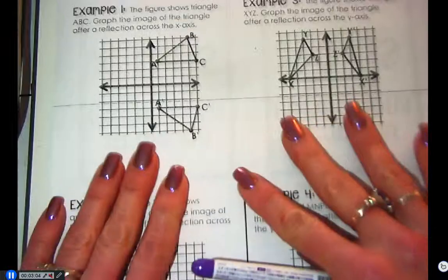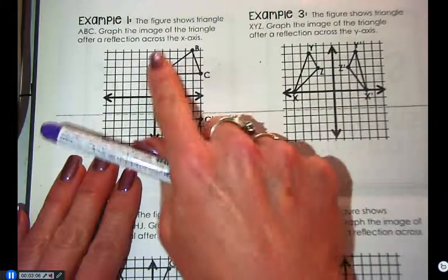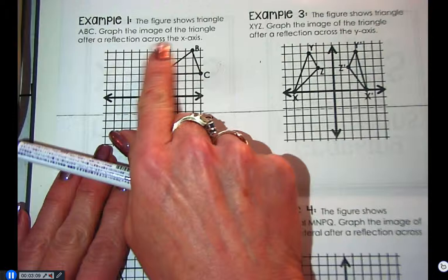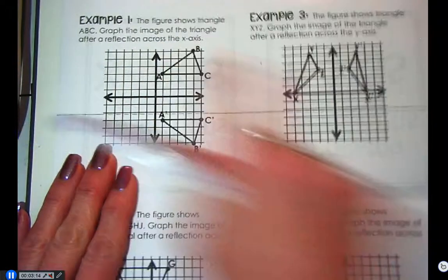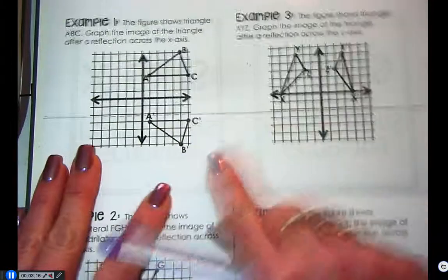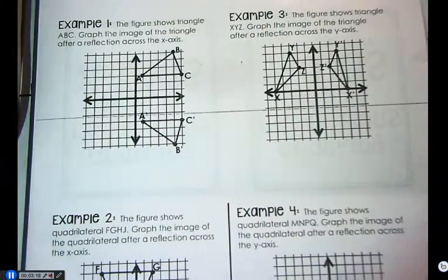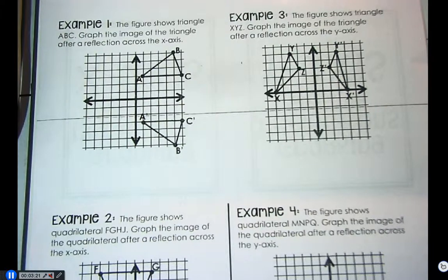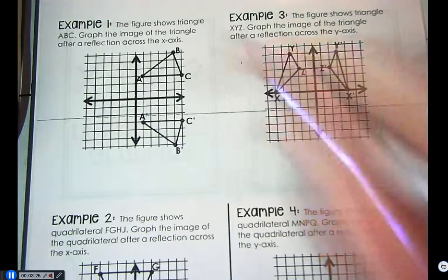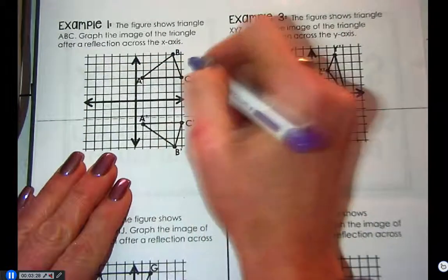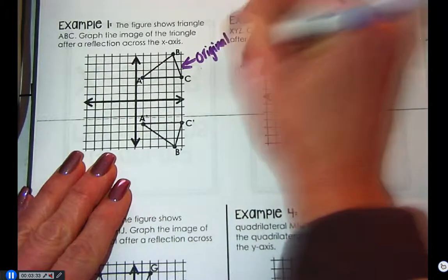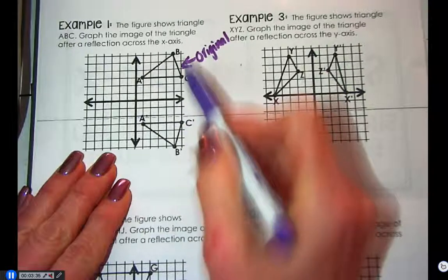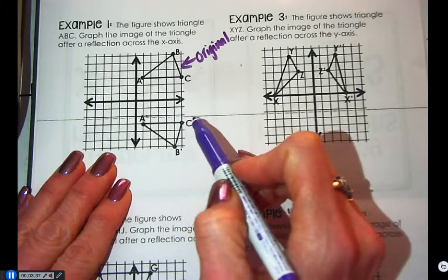So up here with example 1, the figure shows triangle ABC. Graph the image of the triangle after a reflection across the X. Well, here's the nice thing. What I want you guys to do is follow along with me, because it's already been done for you. So you're just following along and listening to the video. So you can see that the original, and just make your little notes, the original triangle is right here on top. I know it's the original because it doesn't have the prime symbol.